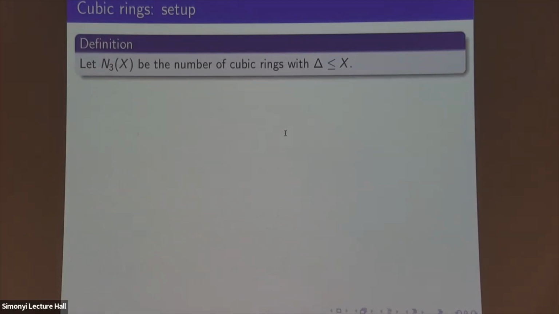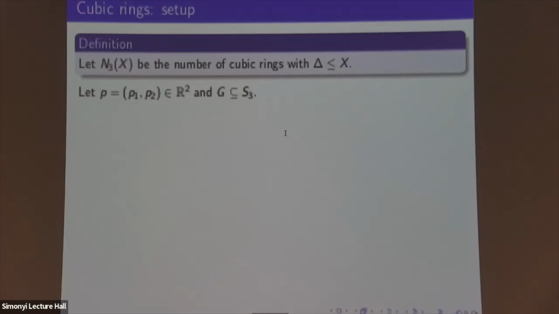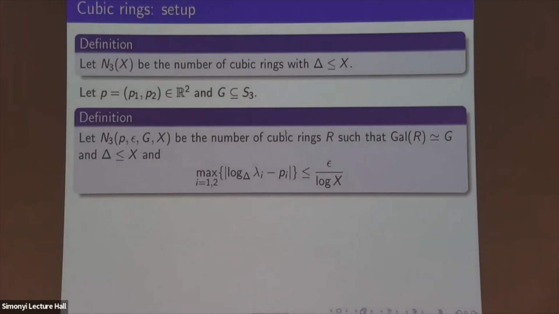Let n3 of x denote the number of cubic rings of bounded discriminant. We want to compare this number n3 of x to the number of cubic rings of bounded discriminant, fixed Galois group, that are near some point on this line segment. So we have two numbers and we want to compare them. Let me define the second number. Choose a point P = (P1, P2) in R2, and a permutation group G in S3. Then let me unpack this definition a little bit.